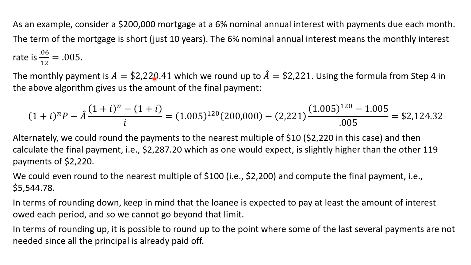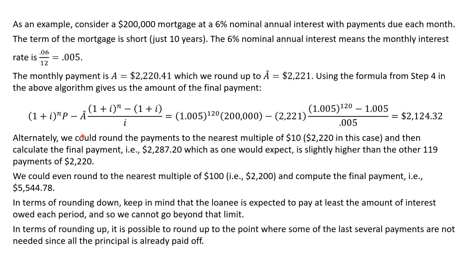And then we round it, let's say, just to the next dollar. So we're going to pay $22.21 just to avoid having cents in our monthly payments. And then we use the formula from step 4 on the previous slide to compute the final payment. We plug in the A hat instead of A here, and we get 21.24.32. So that's less than A, which is expected since you were paying a little bit more all the way along, and so the last payment is slightly less than this.